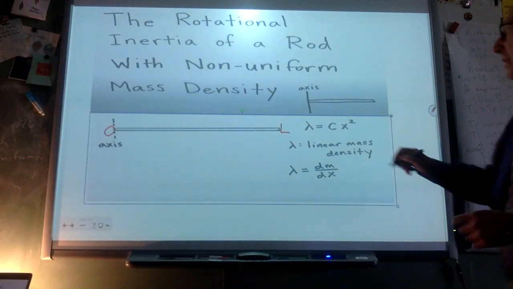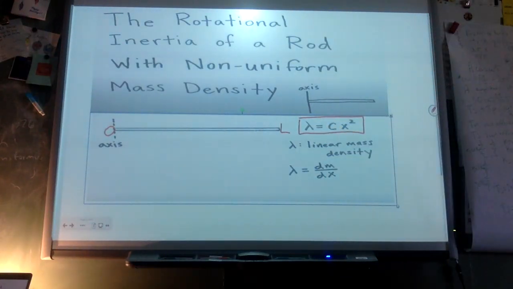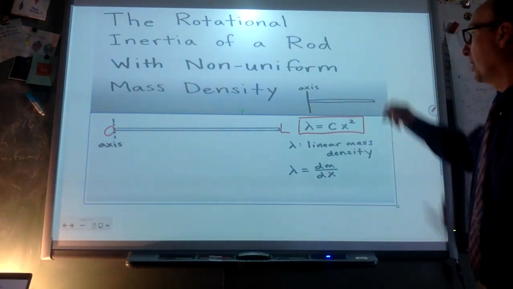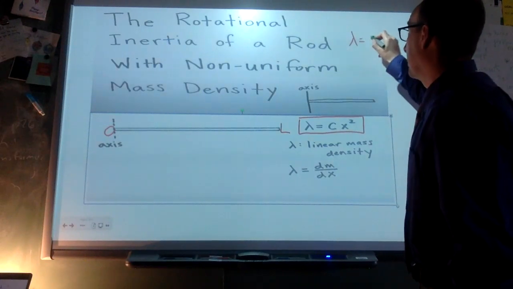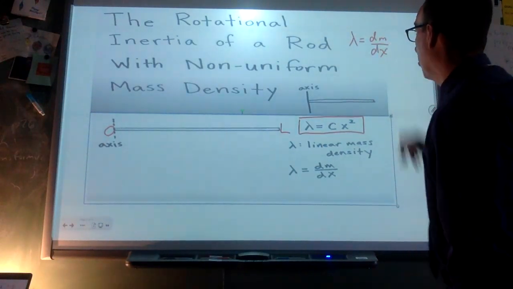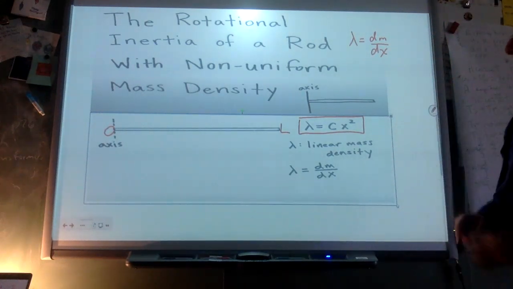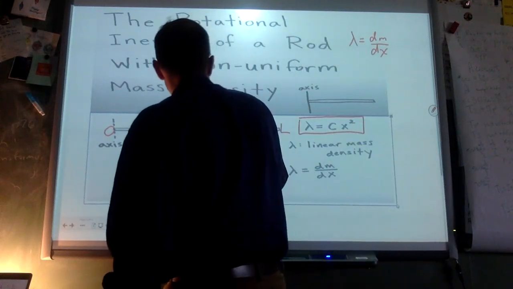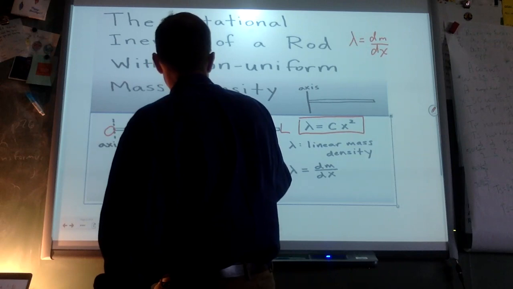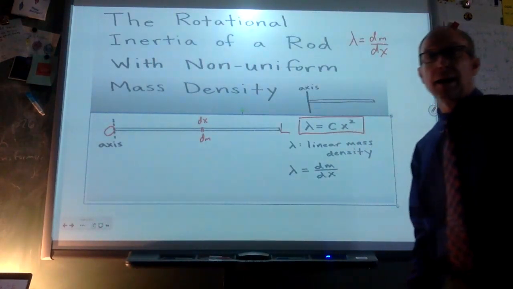And they're going to tell us that it is a non-uniform mass density, and they're going to give us what lambda is. So I know that lambda is going to be this change in mass over this change in distance. If I think about a tiny little sliver, it has a width of dx and it has a mass in there of dm.